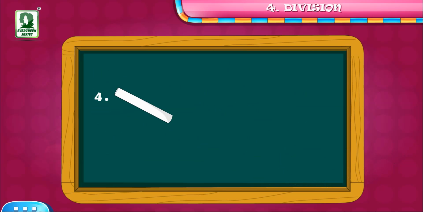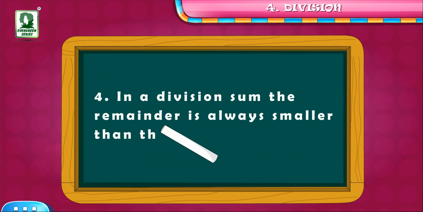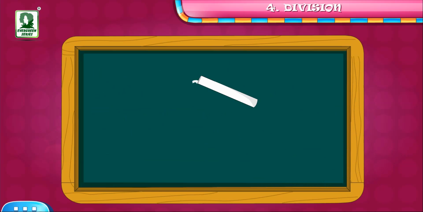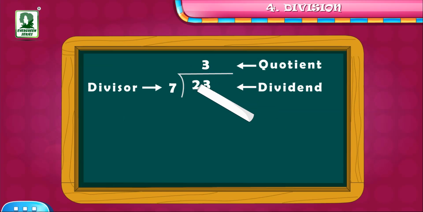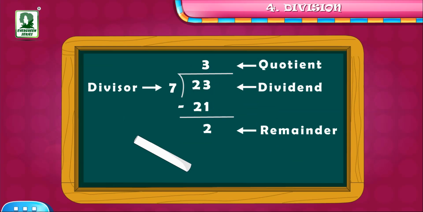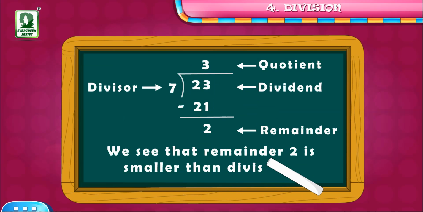Property number 4. In a division sum, the remainder is always smaller than the divisor. For example, 23 divided by 7. 7 multiplied by 3 is equal to 21. So we will write 21 below 23 and subtract 21 from 23, which is equal to 2. We see that the remainder 2 is smaller than the divisor 7.